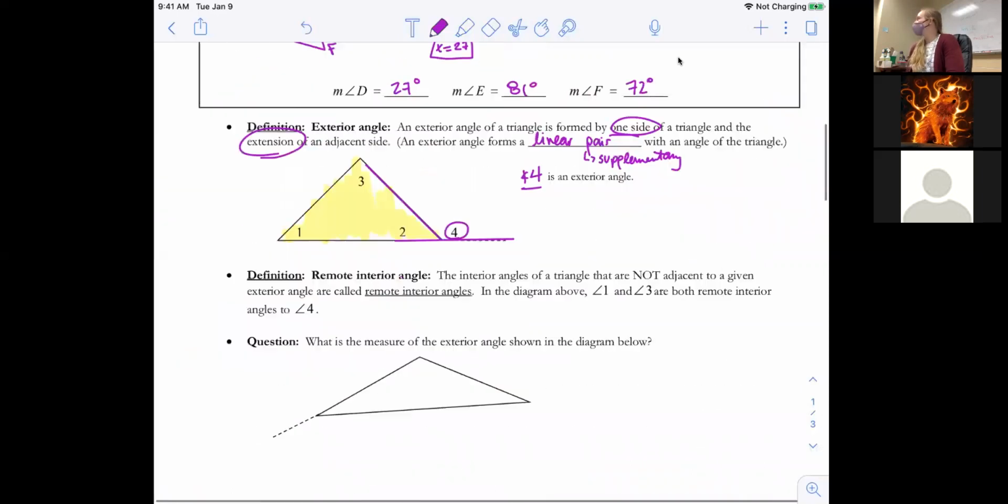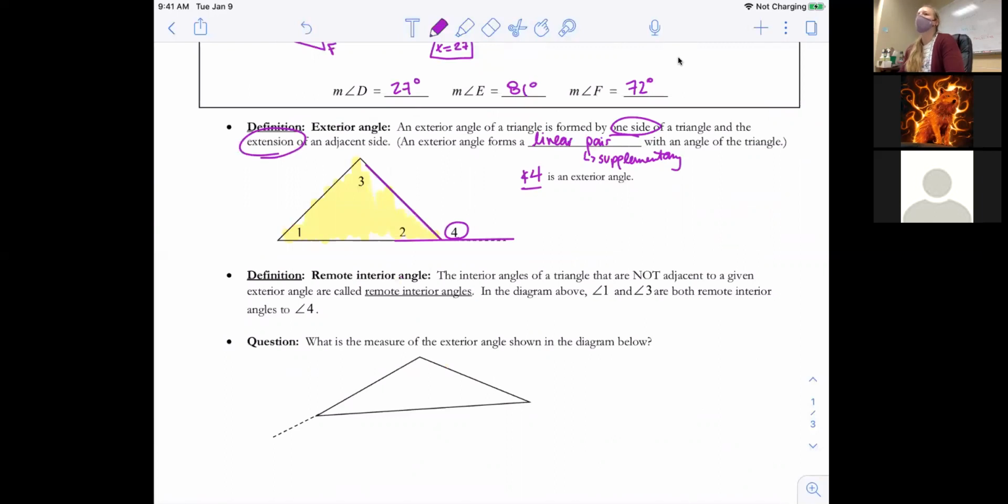Now there's another vocab word I want to tell you about, which is remote interior angle. Have you heard of a remote destination, or like a remote island somewhere in the Pacific? I think that's a phrase that you hear in books or history. That's somewhere very far away.